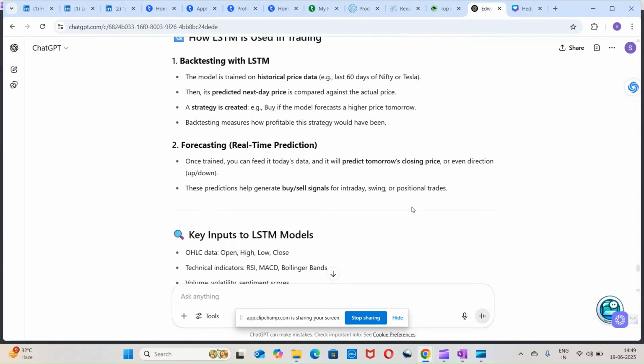Another use of these LSTM models is for forecasting and real-time prediction. Once these models are trained, you can feed them all the previous data and today's data, and ask them to predict tomorrow's closing price, and even the direction, up or down. Based on those predictions, you can generate buy and sell signals, which could be used for intraday, swing and positional trades.